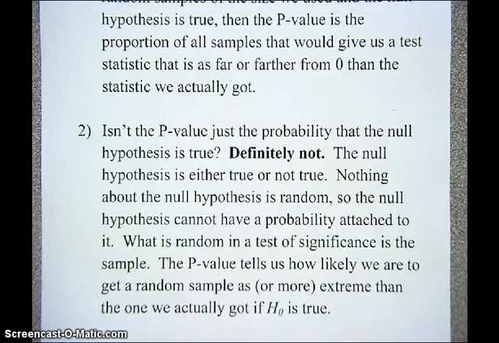What is random in a test of significance is the sample. That's the important thing to keep in mind. The sample is what is random. Your data come from a random process: random sampling, or random assignment to treatment groups in an experiment. That's what's random when you're conducting the test. The null hypothesis is not random at all. The p-value is going to tell you how likely you are to get a random sample that is as or more extreme than the one you actually got if H-naught is true. It's not going to tell you the probability that H-naught is true or not.